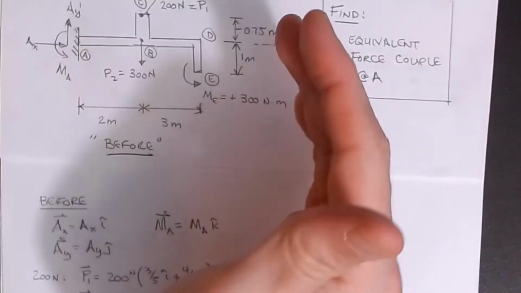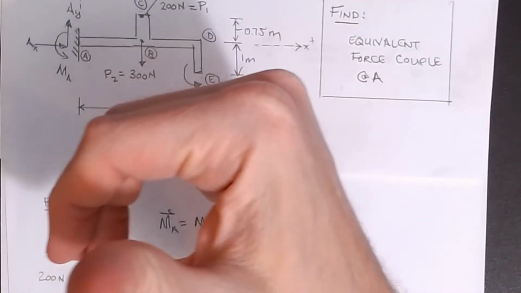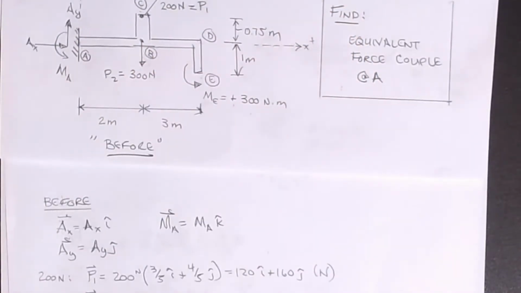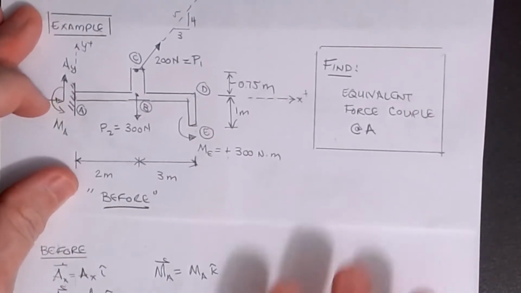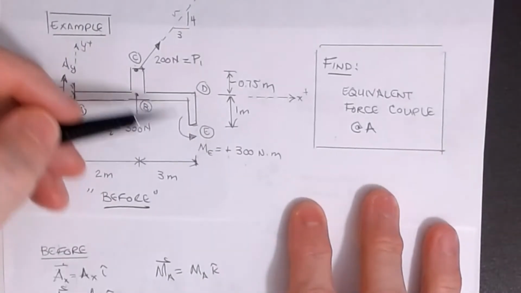If you do remember the right-hand rule where I curl it this way, thumb is out, that was the way we define positive Z. So both our right-hand rules are at work here. So that's our moment value. The vectors that we have for P1 and P2, we've handled these before.